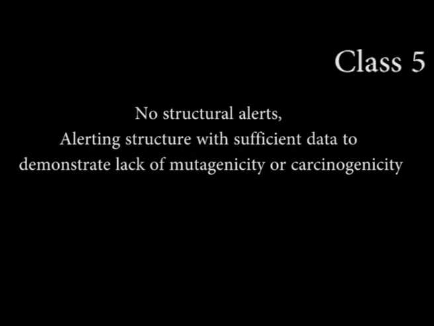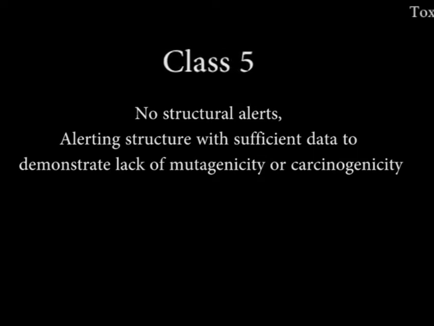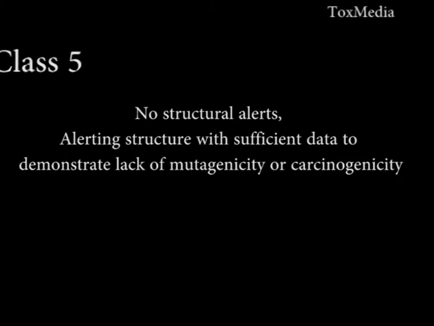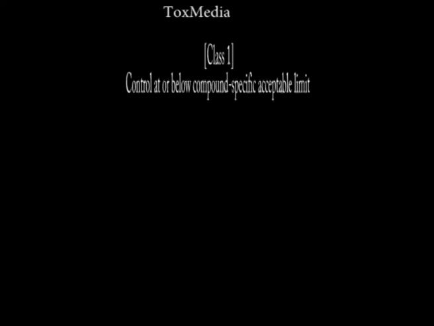The Class 5 impurity contains no structural alerts or alerting structure with sufficient data to demonstrate lack of mutagenicity or carcinogenicity. How are impurities controlled? For Class 1, it is to be controlled at or below compound-specific acceptable limit.